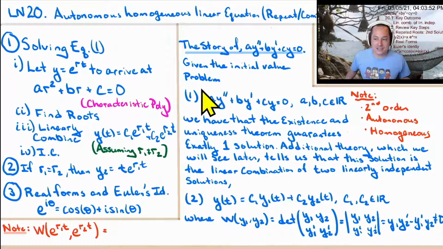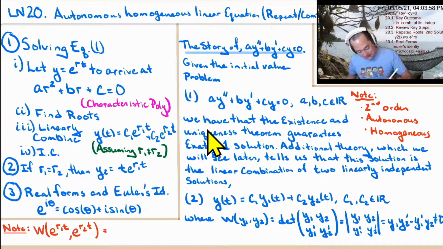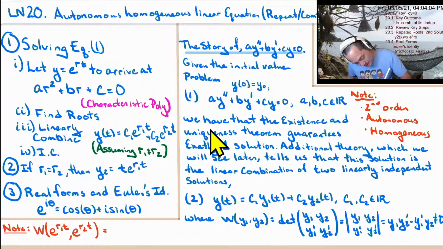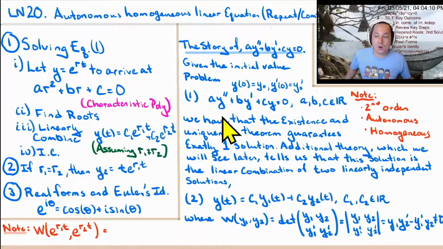I called this an initial value problem, but I noticed that I don't have any initial conditions. And so let me put some initial conditions on here. That would be y of 0 is equal to y naught, and y prime of 0 is equal to y naught prime. Okay? So what is the equation?